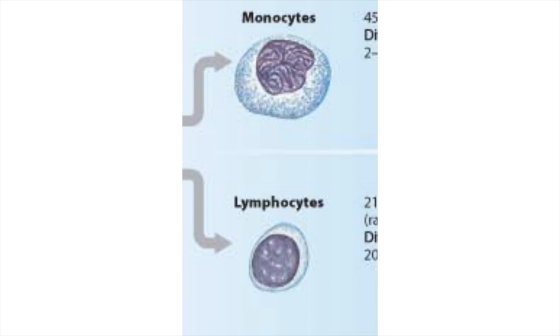Monocytes, their main job is phagocytosis. Lymphocytes we'll talk about more in detail when we get to the immune system, but one of their main functions is producing antibodies.